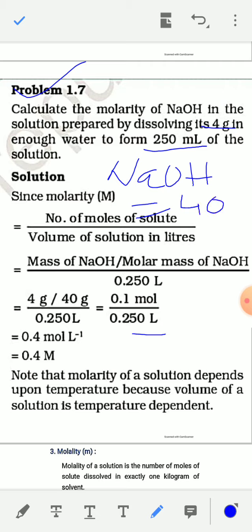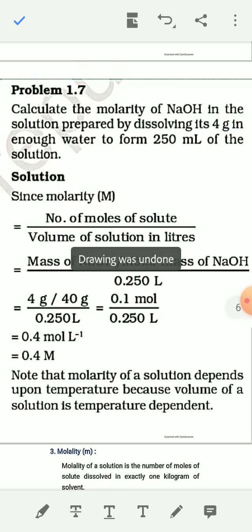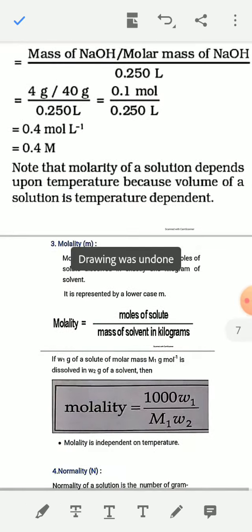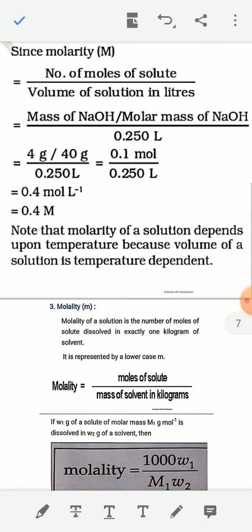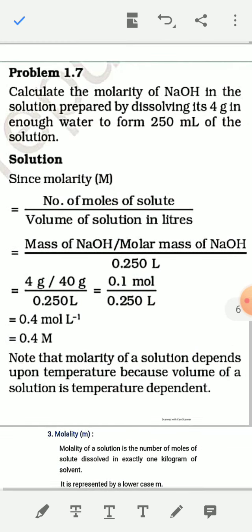So in 4 gram sodium hydroxide, number of moles of sodium hydroxide is 4 divided by 40. So molarity of the solution is 4 divided by 40 divided by volume of the solution, that is 0.250 liter. So molarity of the solution becomes 0.4 molar, capital M. You have to remember molarity of a solution depends on temperature, because volume of the solution is temperature dependent.